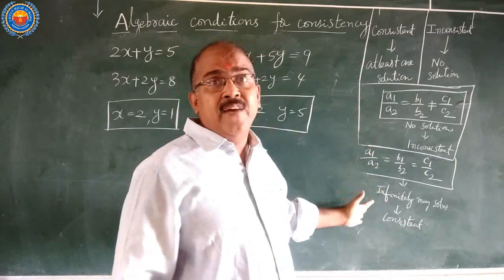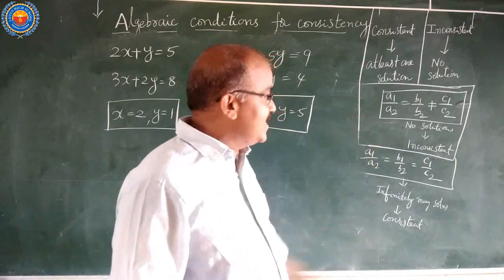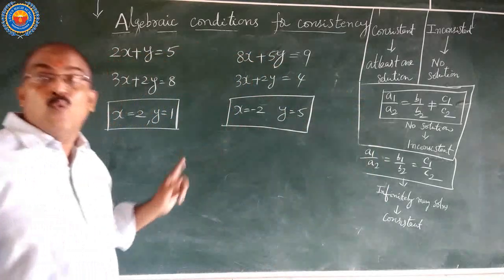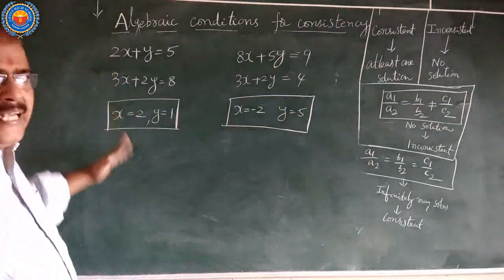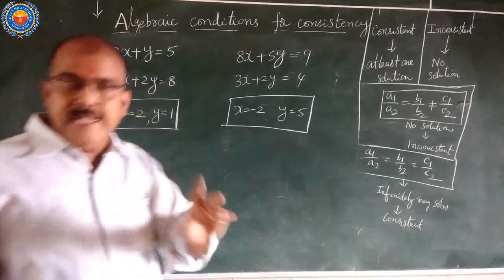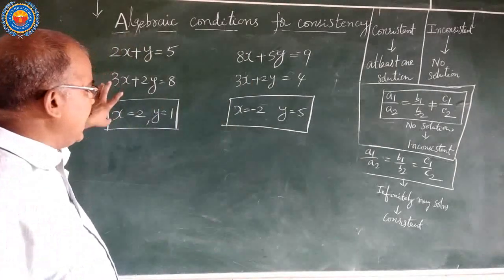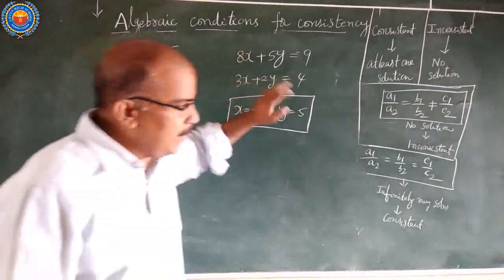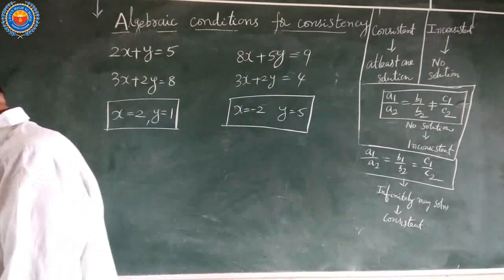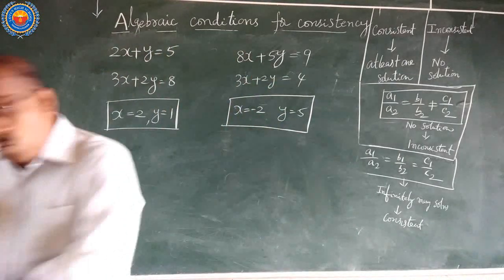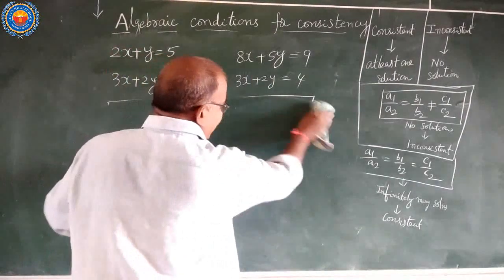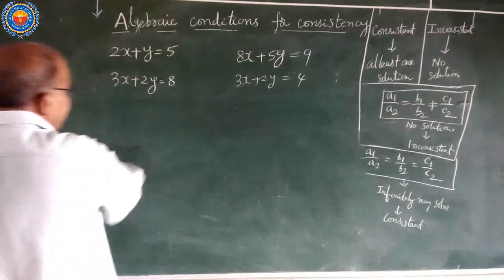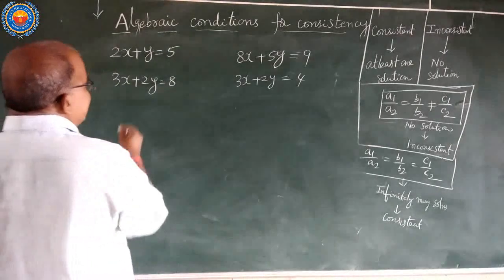If it is infinitely many solutions, these are the conditions. If it is one solution, what is the condition? If you want to solve, you definitely get these answers. These equations are having only unique solutions. Now we go for a1 by a2, b1 by b2, c1 by c2. That condition we find.